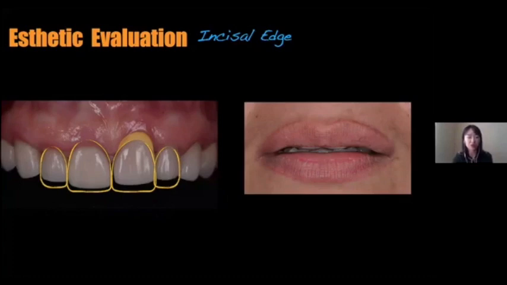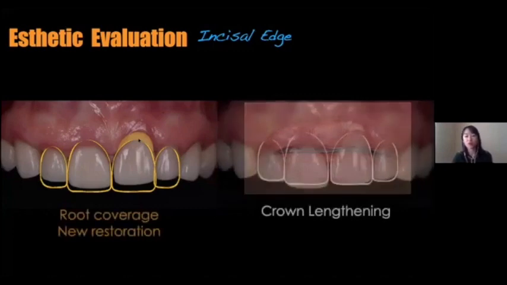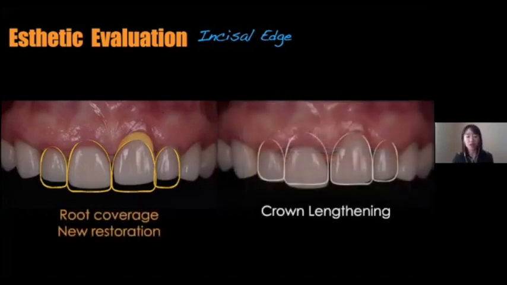So the restorative dentist will have to redo all 4 anterior crowns, and probably a slight gingivectomy on this one, but mainly a connective tissue graft for the root coverage procedure of the left central incisor. So as you can see, it's one case, but the treatment plan can differ from one to the other just by the way that you evaluate the incisal edge.